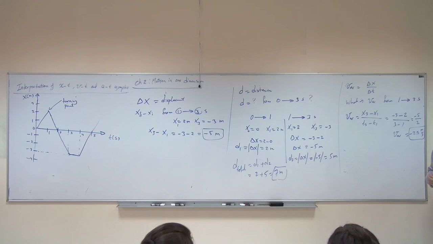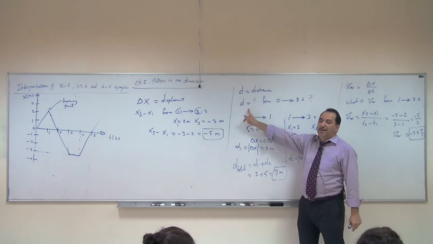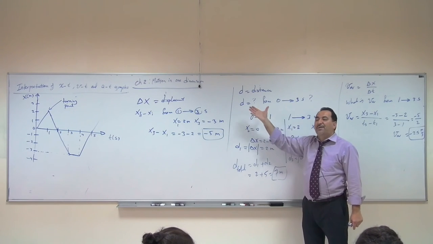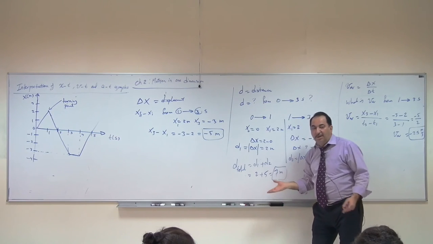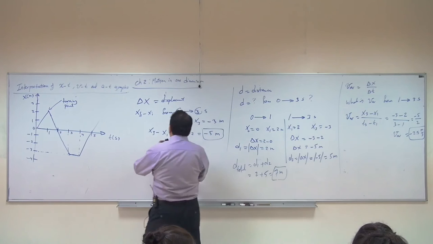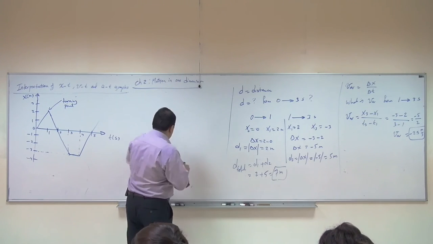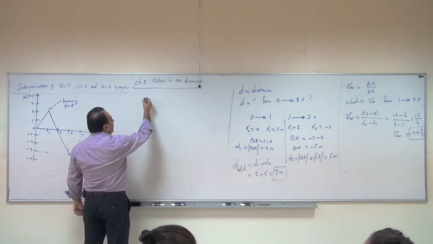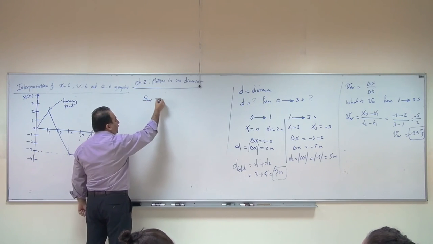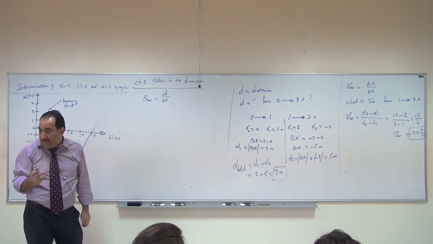What is the next question I can answer? What do I need for average speed? Distance and? What we found here? So you have to find the distance this way, and you divide it over the time taken, yeah? So let's put it here. S average is D over T or delta T, doesn't matter, time.